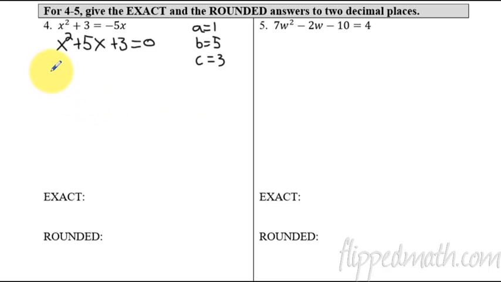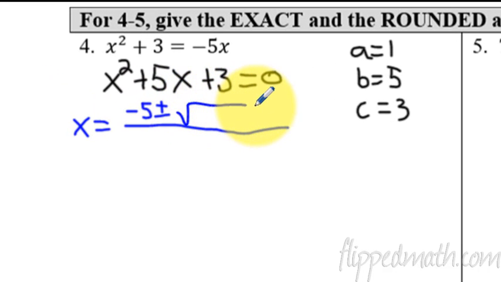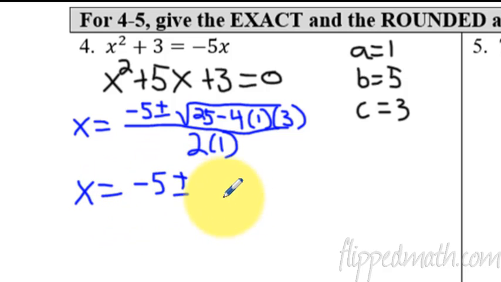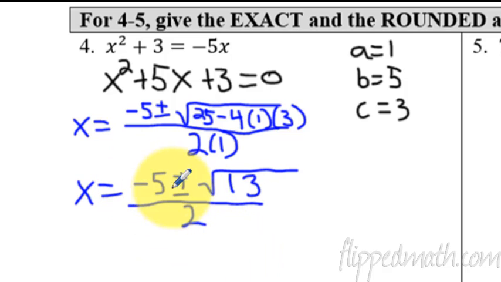All right, now set it up. X equals -5 plus or minus the square root of b squared. B squared is just 25, so I can plug that in right there. Minus 4, and then a is a 1, c is a 3, all over 2 times a. Okay, keep going. X equals -5 plus or minus the square root of 25 minus 12. 4 times 3 is 12. 25 minus 12 is 13, all over 2. So this is my exact answer.